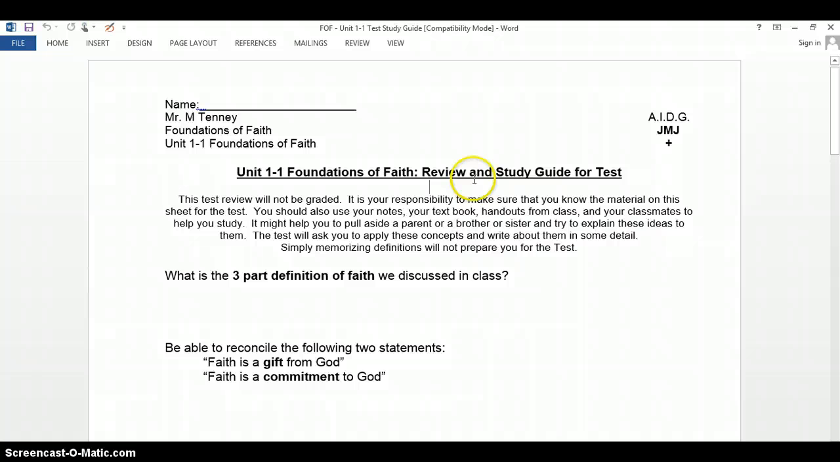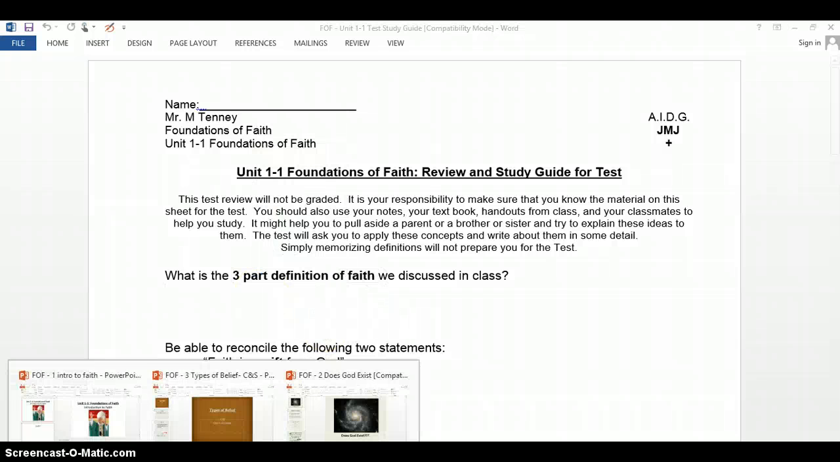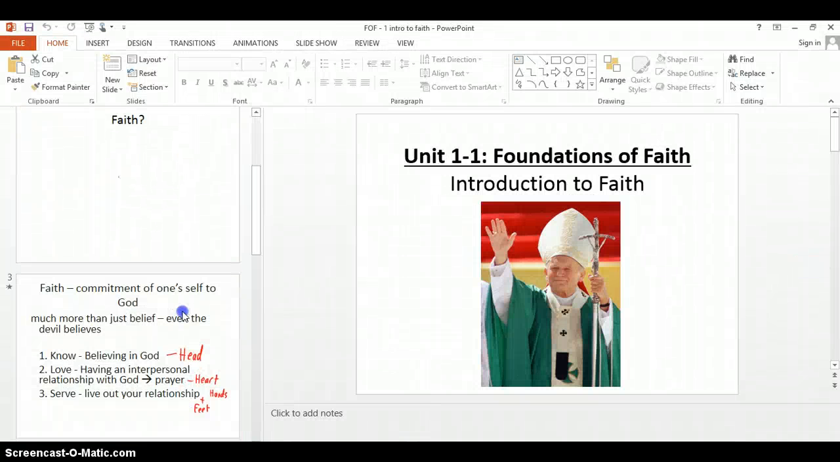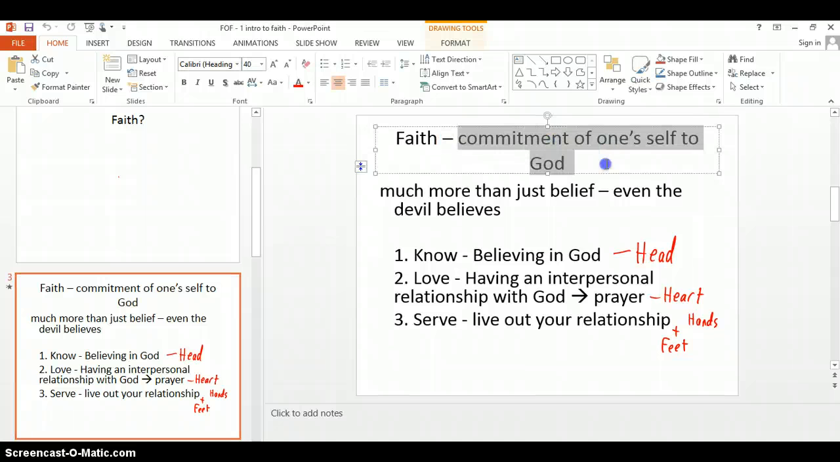So here's the study guide. Most important thing on the whole test is this three-part definition of faith that we've talked about over and over and over again. And this is in your notes number 1 on the Intro to Faith. And I said that faith is a commitment of oneself to God. It's not just believing in God, because you could say even the devil believes in God. It's a commitment of oneself to God.